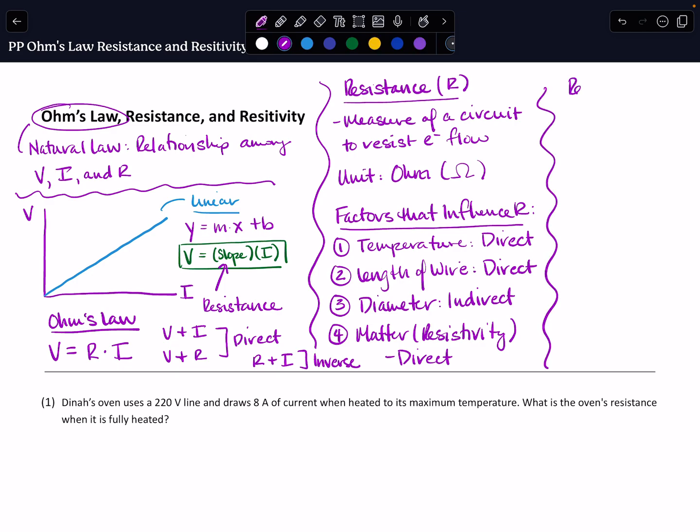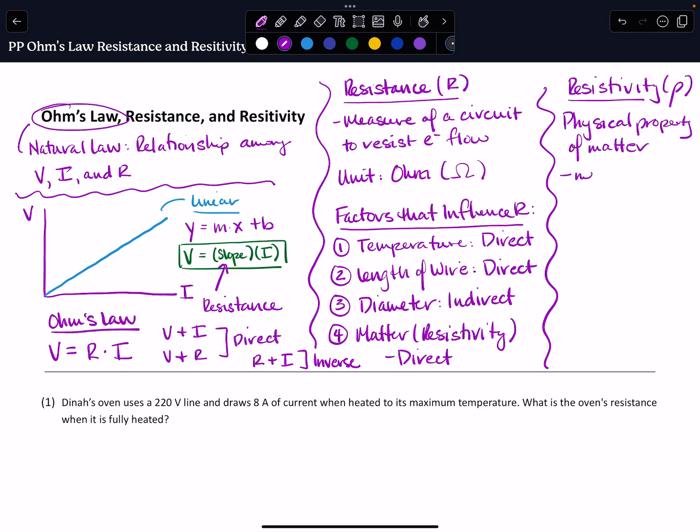So let's focus a little bit more. Oh, I spelled that wrong. I always spell resistivity wrong a couple times. There's a whole lot of R's and S's. Now we represent this with a rho symbol. It looks like an italicized lowercase p. And resistivity is a physical property of matter.